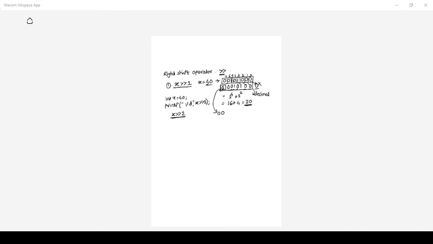0 0 0 1 0 1 0 0. So this is the output of x right shifted by 1. We will take this as it is, and we are shifting this. Here, this we will be discarding.